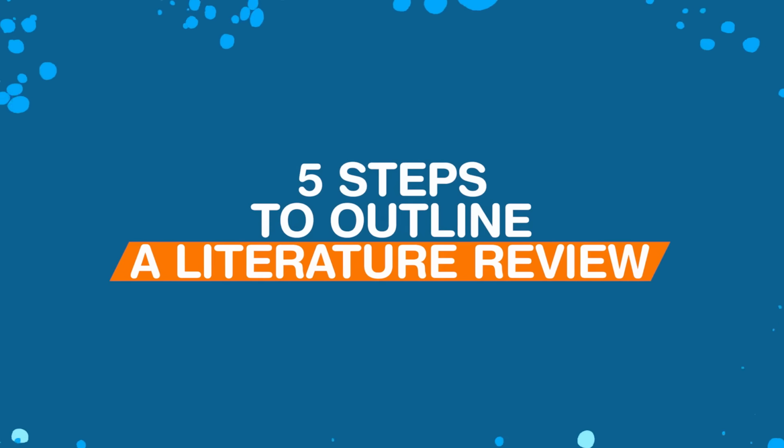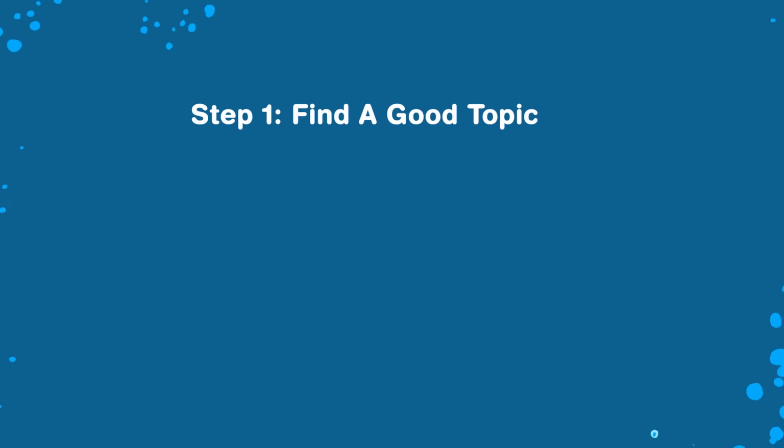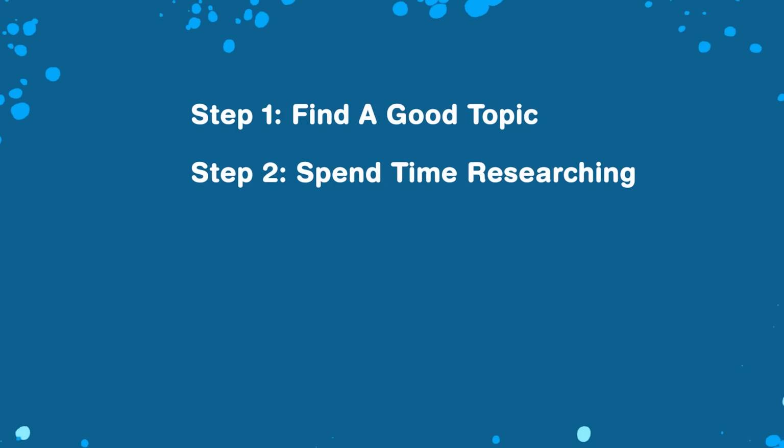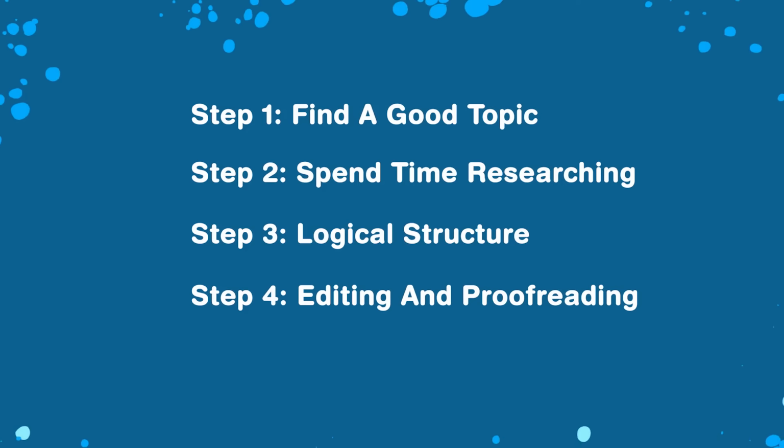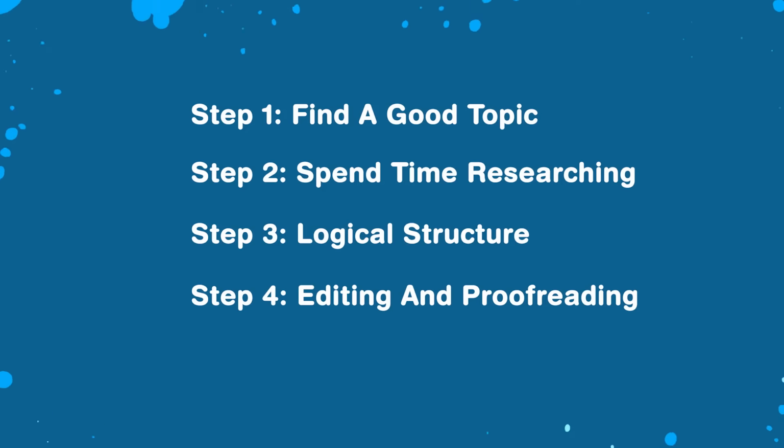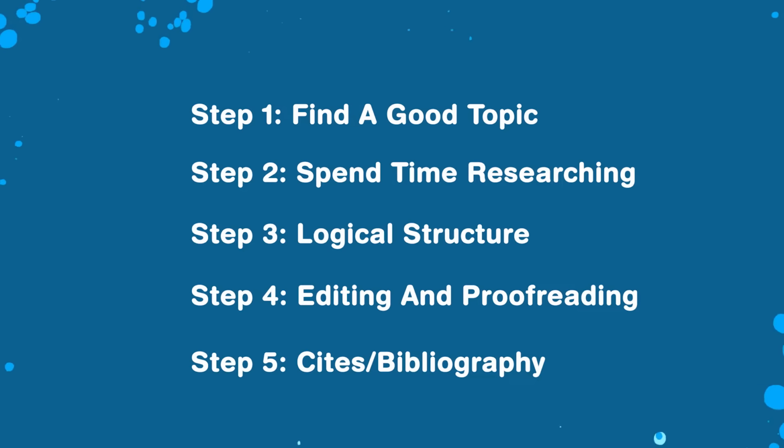5 steps to outline a literature review. If you're wondering how to write a literature review outline, you should have in mind these 5 easy and simple steps to achieve a perfect literature review outline that will help you structure and write your piece without trouble. Step 1. Find a good topic. Step 2. Spend time researching. Step 3. Logical structure. Step 4. Editing and proofreading. Step 5. Cites and bibliography.